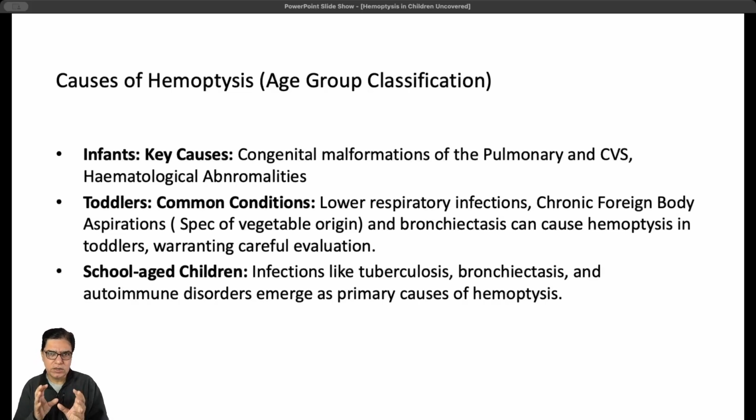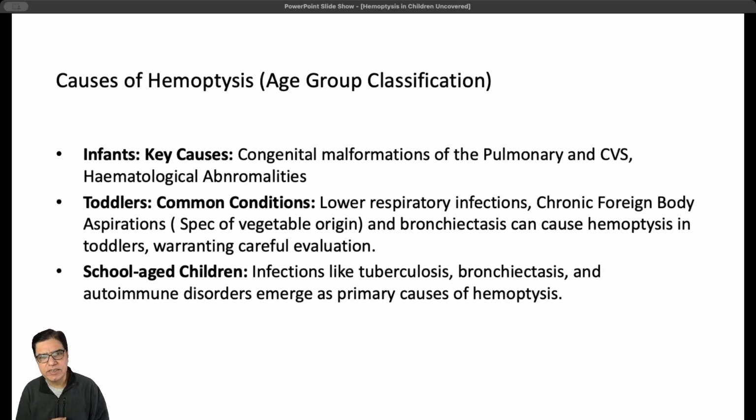So these are the three broader categories. Rarely it can be caused by other things such as infections as well, but by and large it's the congenital malformations and coagulation or hematological abnormalities that would cause hemoptysis in children less than 1 year of age. Now coming down to the toddlers.